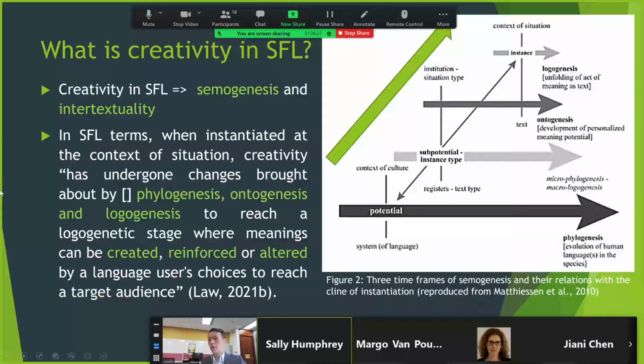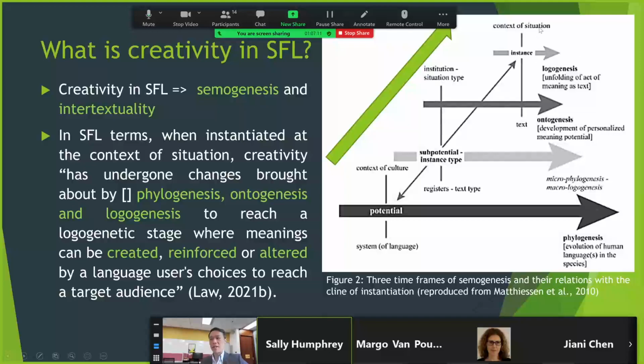Well, if I'm going to put that applied linguistic definition into SFL, then creativity would be about simulgenesis and intertextuality. So in SFL terms, if we're looking at figure 2, we can see that these are the time frames of simulgenesis and the relationships in the kind of instantiation. So what creativity would be is that when it is instantiated at the context of situation, it has undergone changes brought about by phylogenesis, and then up to ontogenesis, and then up to logogenesis.